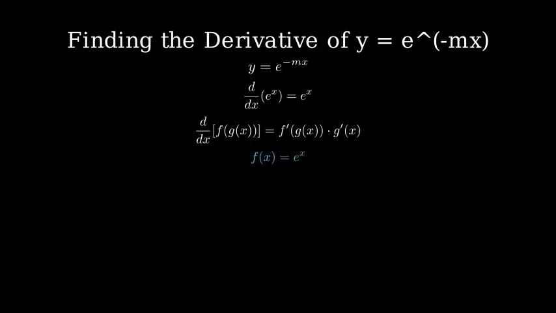The outer function is e to the power of something. That's our f of x. The inner function is negative mx. That's our g of x. Now let's apply the chain rule step by step.